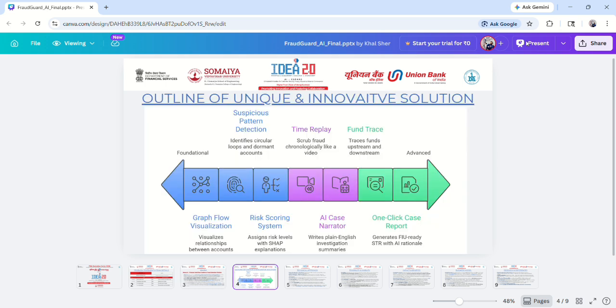Coming to the next slide, as you can see, this represents the outline of our project, which is divided into three parts: the blue, the purple and the green. The blue part is the foundational and main part, which focuses on graph visualization, pattern detection and risk scoring. The purple part is the enhanced part of the foundational part, where it handles time replay and AI case narrator. The last one, the green part, is the most advanced part among all of it, which includes fund trace and one-click case report.